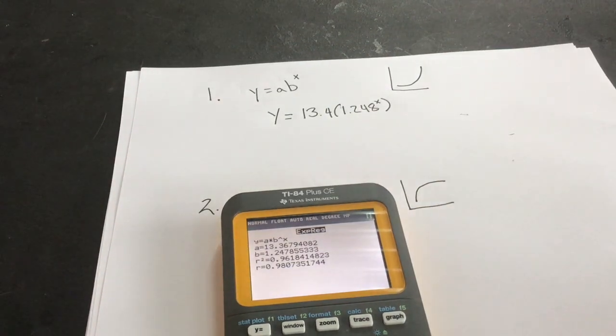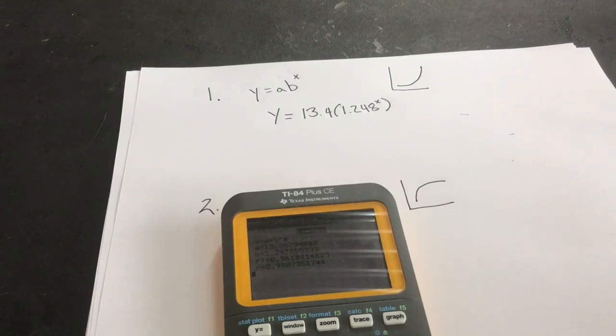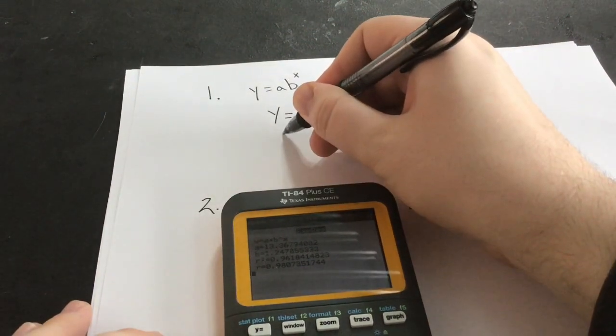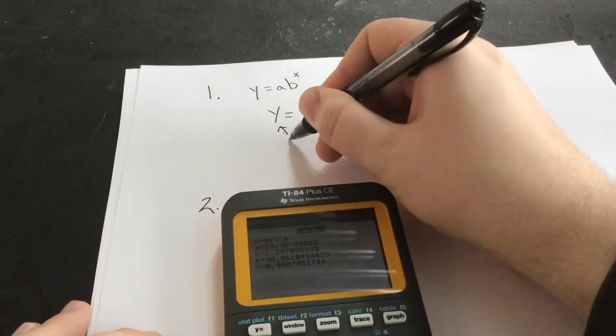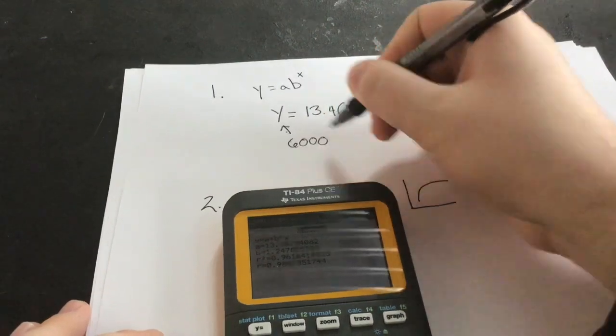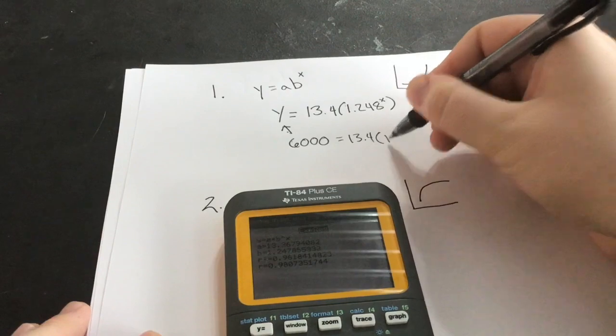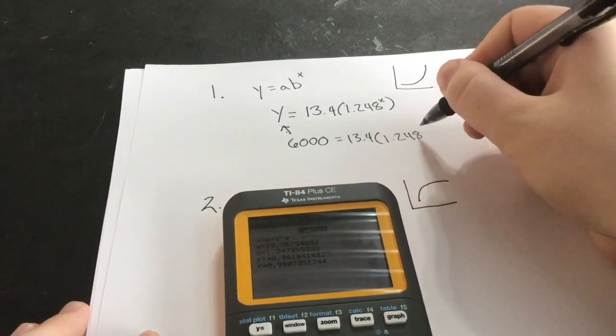So if I wanted to say, instead of on this day, how many infections will there be, I want to say on what day will there be 6,000 infections, right? So then what I can do is substitute that in for y. 6,000 equals 13.4 times 1.248 to the x power.